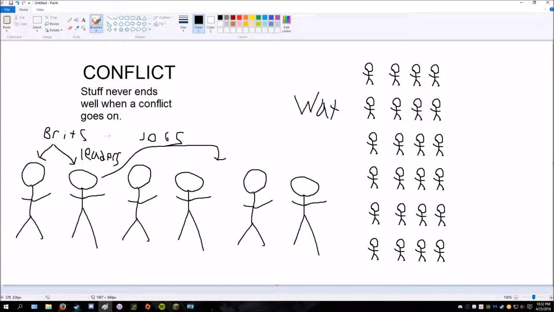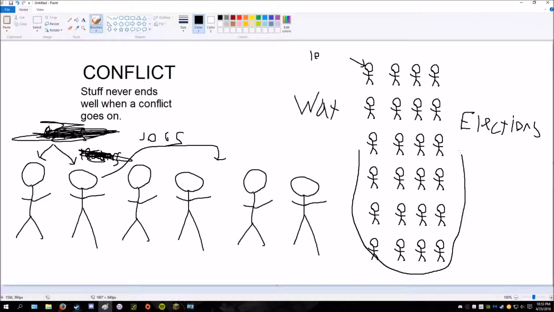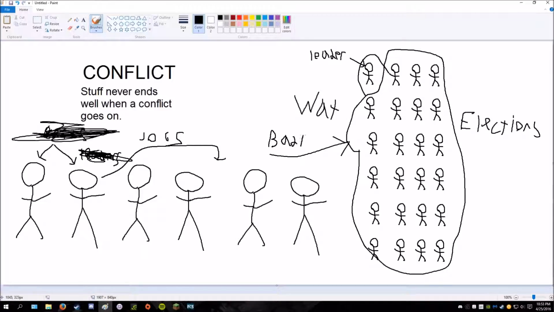So then the British leave, and there are elections. After the elections, these people are no longer leaders, and this guy is a leader, since all these guys over here voted for him. Well, and he also voted for himself. So he is now the leader, and he says, these people did not treat us nicely. And because of that, let's just finish writing this out. Let's kill them.